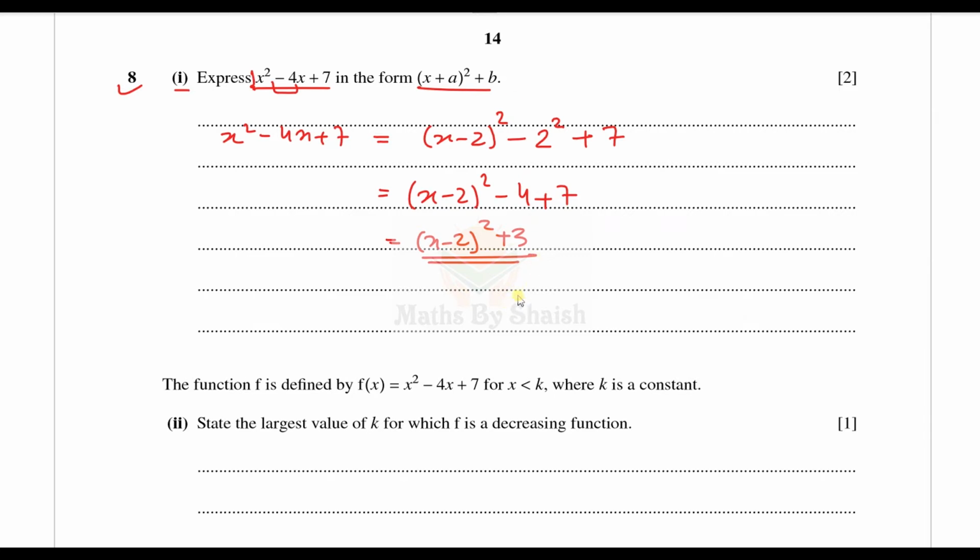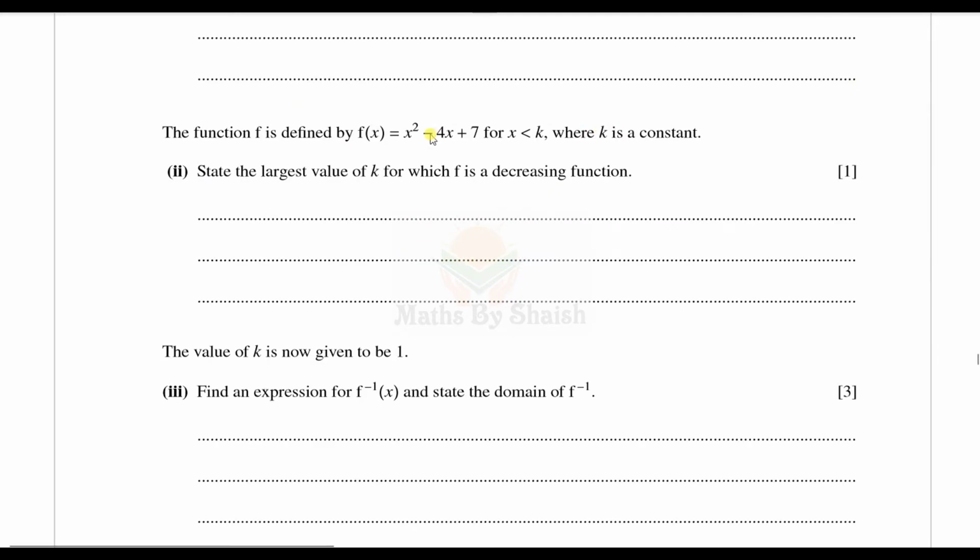And the next part, the function f is defined by f(x) is equal to x square minus 4x plus 7, for x less than k, where k is a constant. State the largest possible value for k for which f is a decreasing function. So for a decreasing function we need to find f dash x, which is going to be 2x minus 4. For a decreasing function it should be less than 0, and hence we get 2x is less than 4 or x is less than 2.